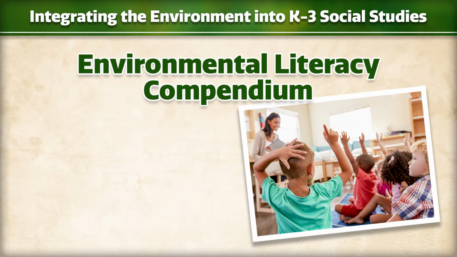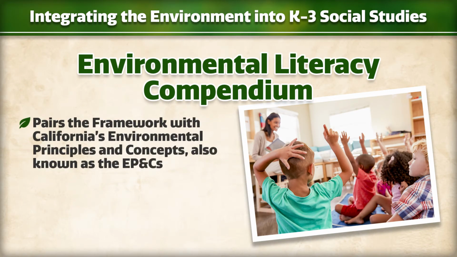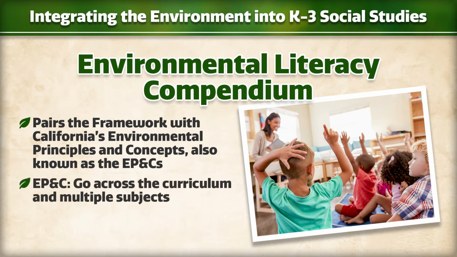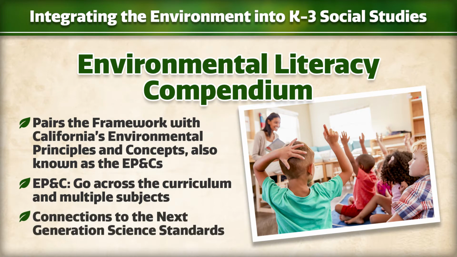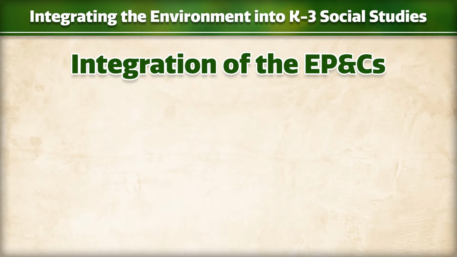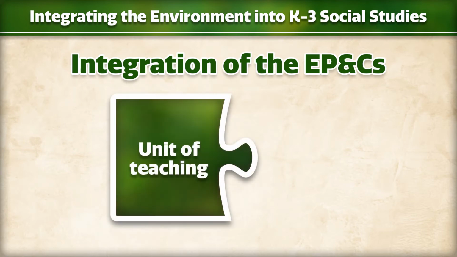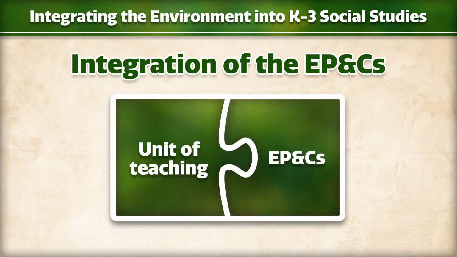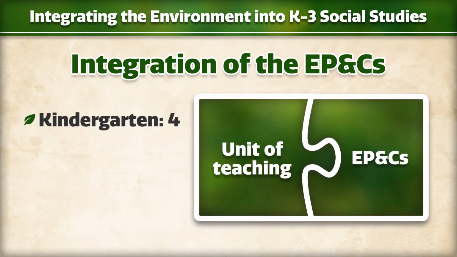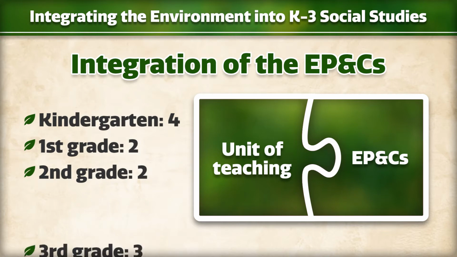The Environmental Literacy Compendium pairs the language of the framework with suggestions for instruction that connect the standards-based content to one or more of California's environmental principles and concepts, also known as the EP&Cs. The EP&Cs exist across the curriculum and provide a natural place to pair instruction in multiple subjects. In addition, where appropriate, the compendium makes connections to the Next Generation Science Standards. In the K-3 grade span, we've identified 11 places within units you're already teaching for natural integration of the EP&Cs. 4 of these are in kindergarten, 2 each are in first and second grades, and 3 are in third grade.